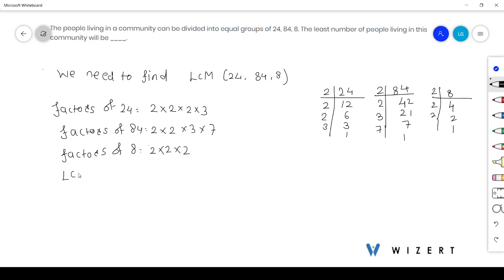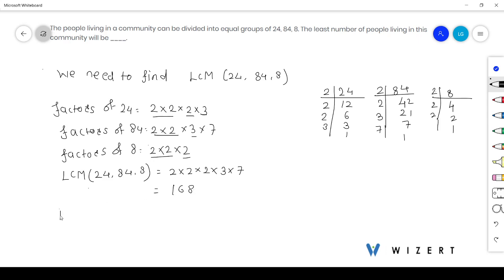Now we can find the LCM of 24, 84 and 8. Firstly, by taking common factors here, which is 2 into 2. Then here 2 and 3 are also common. So 2 into 3. And then factors which are not common, here it is 7. So the LCM of 24, 84, 8 is 2 into 2 into 2 into 3 into 7, which is 168.